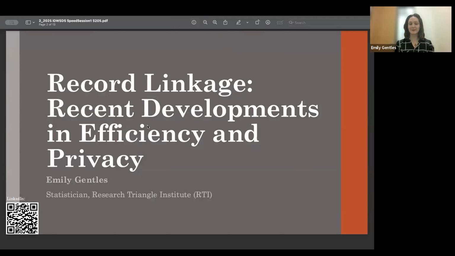Perfect. So my name is Emily Gentles, and today we're going to be talking about record linkage and recent developments in efficiency and privacy, although we're going to be focusing more on that efficiency piece. This is a pretty quick session, so I went ahead and just put my QR code to my LinkedIn on the bottom left corner there. So it'll be on all the slides, so feel free to connect with me if you end up having a question or want to know some of the papers that I'm referencing.